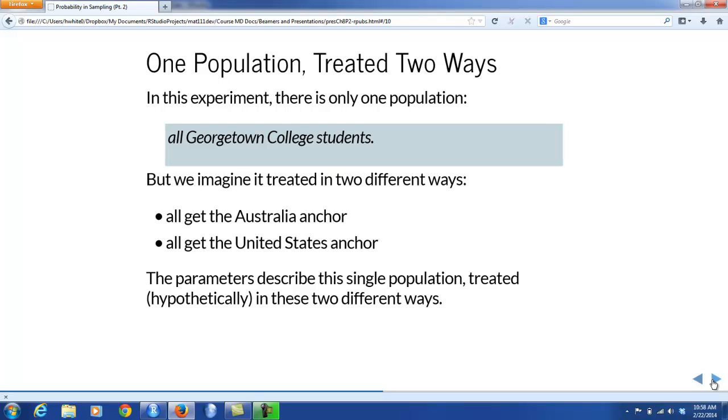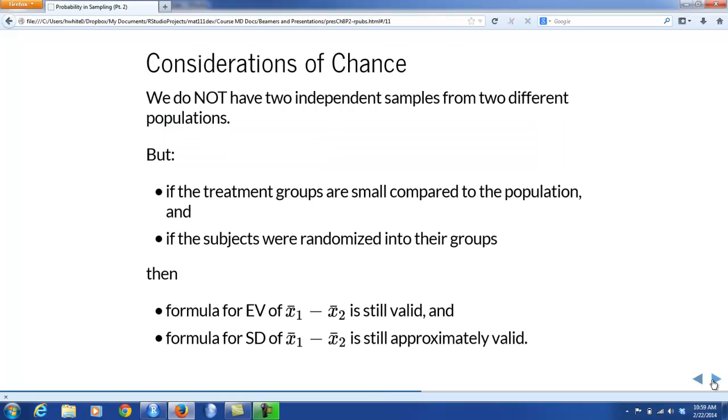This is a pattern that you'll often find when you think about parameters for a randomized experiment. We need to think how chance is playing into this. Certainly the subjects are a random sample from some larger population. We've stipulated that. But there was also chance in how the subjects were divided up into their two treatment groups. When you think about this, you realize that we don't actually have the situation of two independent samples from two different populations. We really have one sample from one population and then a division.